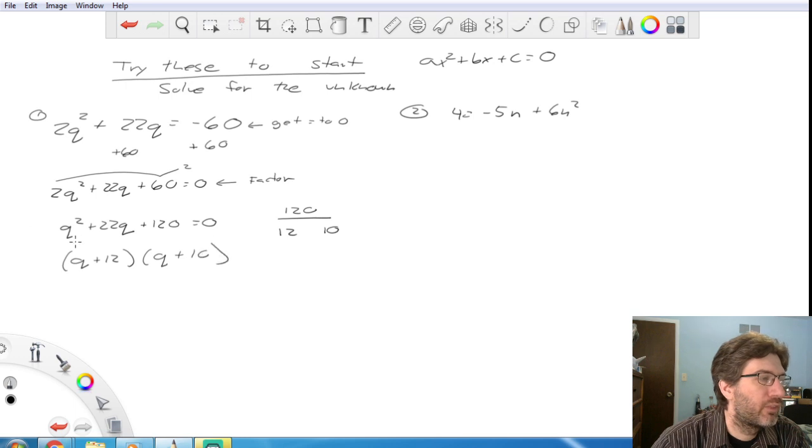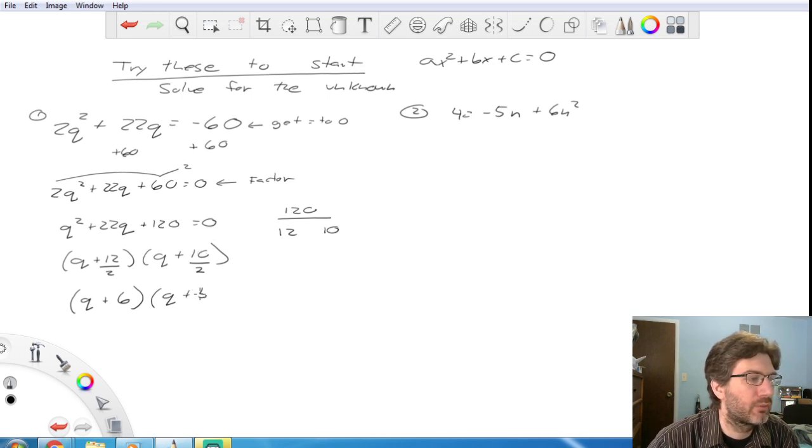Now remember, that is this factored, so we want this factored, so we got to bring that 2 back. So we're going to divide each of these factors by 2, and we're going to simplify. This becomes q plus 6, because 12 divided by 2 is 6. And this becomes q plus 5, because 10 divided by 2 is 5. And that still equals 0.